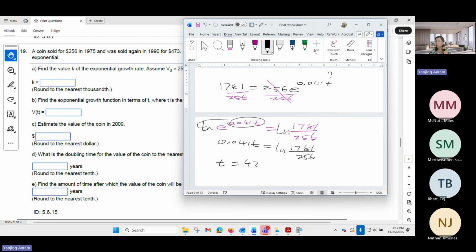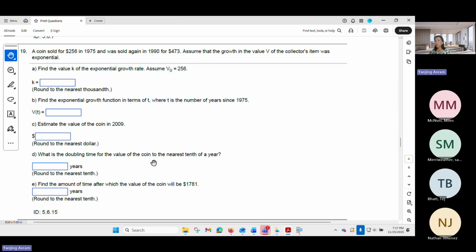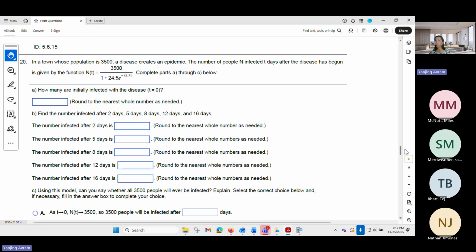So you estimate this one is about 47.3 years. Okay. We almost run out of time. That's why I didn't do the calculation. I just want to show you how to set up and then calculate. All right. This one is pretty similar.